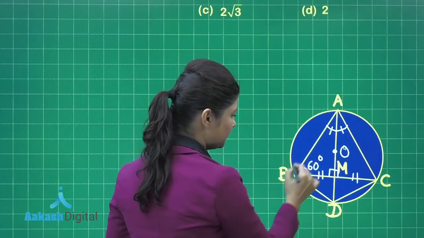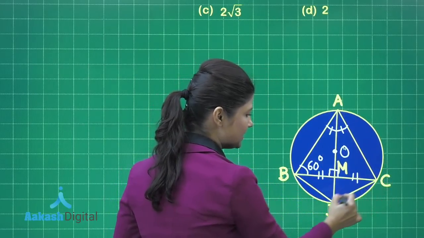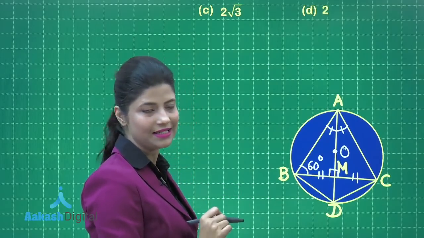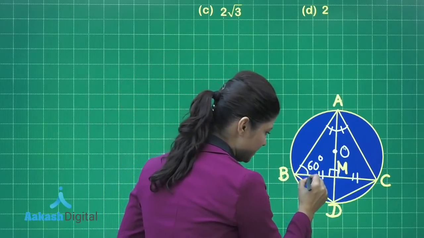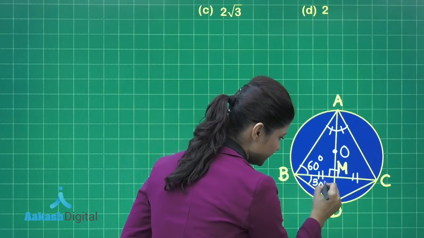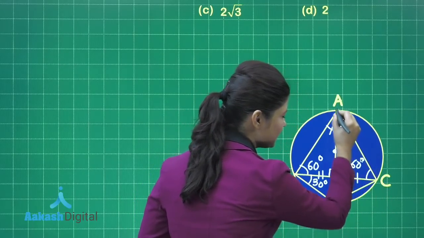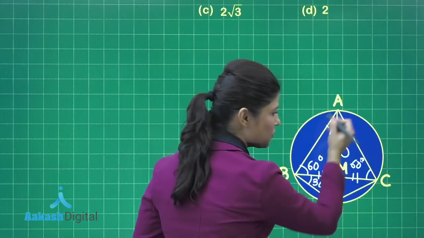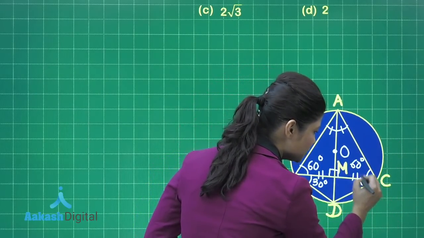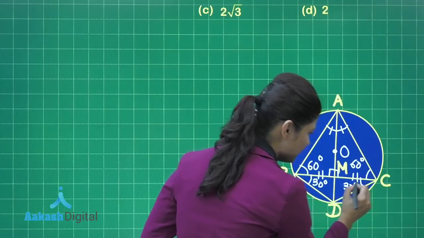So this angle ABD as well as this angle ACD will be measuring 90 degrees. So this is 60 degree, so remaining will be measuring 30 degrees. Same will follow here. This angle of equilateral triangle is measuring 60 degrees. Angle ACD is 90 degree because this is a triangle in semicircle. So I have this angle measuring 30 degrees.